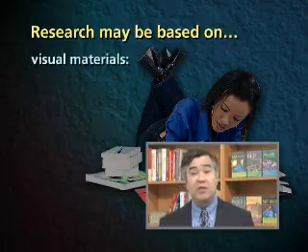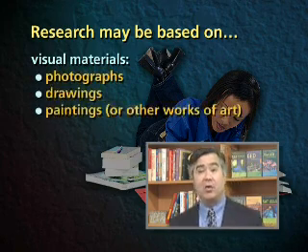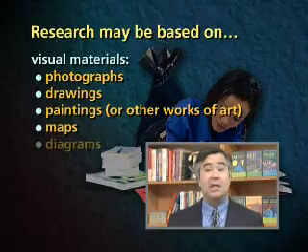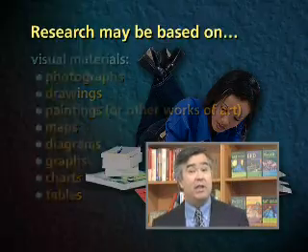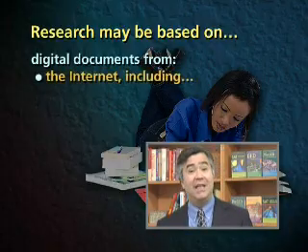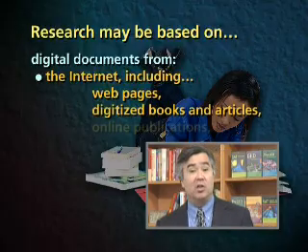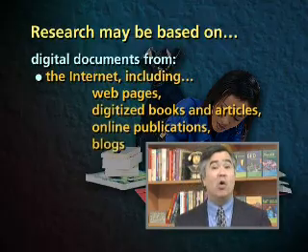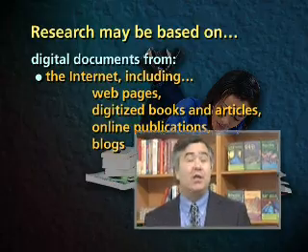Research may be based on visual materials, such as photographs, drawings, paintings, or other works of art, maps, diagrams, graphs, charts, or tables. And of course, nowadays, research may be based on digital documents, especially materials on the internet, including web pages, digitized books and articles, online publications, or blogs. Now, what do all these sources have in common? They all contain information of various kinds.